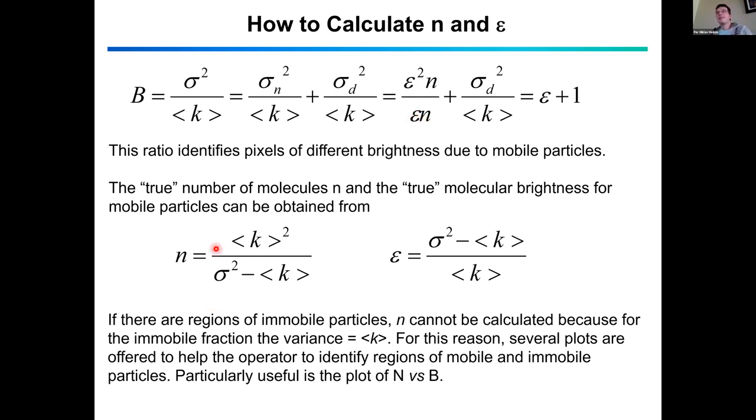And then you can calculate the so-called true number of molecules and true molecular brightness, which is only coming from the molecules that move, using those two formulas shown in the center here. So if there are regions of immobile particles, the number cannot be calculated because for the immobile fraction, the variance is equal to the average intensity, because it's just shot noise where this condition is fulfilled.